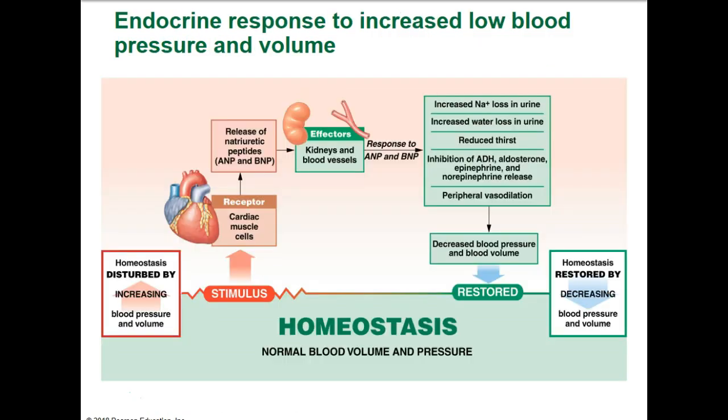So in this chart you see we have increasing blood pressure and volume. The cardiac muscle cells have receptors that react by releasing natriuretic peptides. Kidneys and blood vessels then are going to respond. They're going to increase the sodium loss in your urine, increase water loss in urine, reduce your thirst, inhibit ADH, aldosterone, epinephrine, norepinephrine release. Peripheral vasodilation will occur, and all of these things together will decrease your blood pressure and your blood volume.